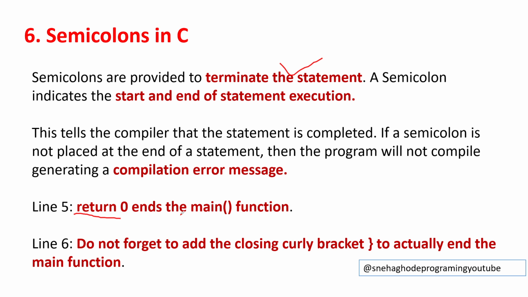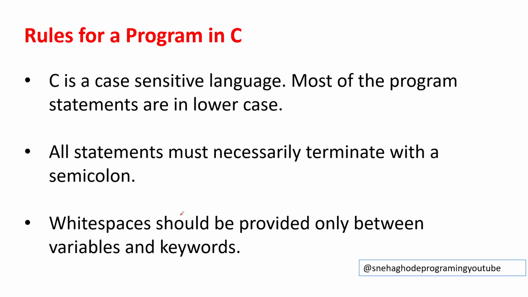It is actually going to close our main function. Okay, so the execution body is in between the opening and the closing bracket. When you close that particular bracket of the main function, the compiler will get to know that no further instructions are there to execute and that it needs to stop. Okay, then next, rules for a program in C.